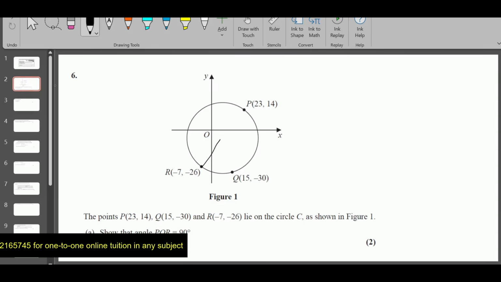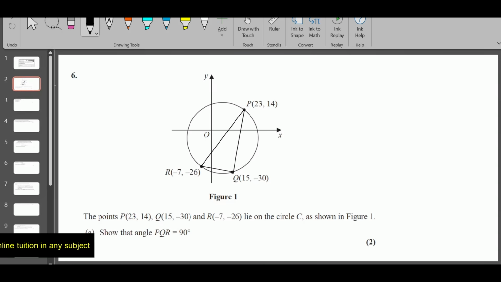Okay, we connect PQ. Okay, we have a triangle now. They want us to show that this angle is 90 degrees. We have learned the circle theorem: angle in a semicircle is 90 degrees. So definitely this is a semicircle. That means RP is a diameter, right? So how do we prove that the angle is 90 degrees?